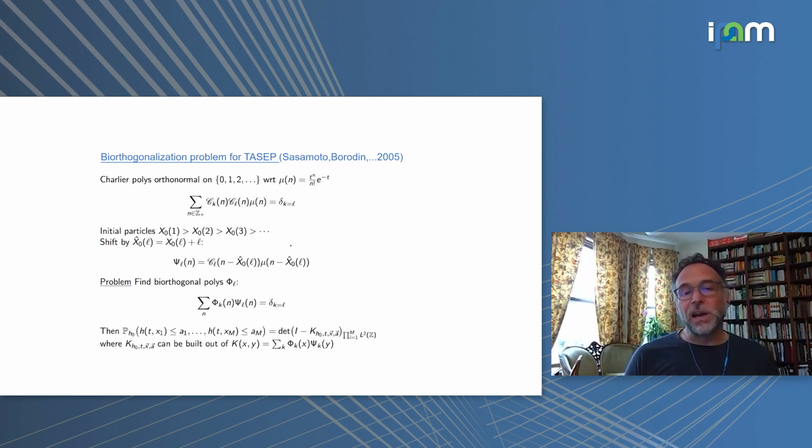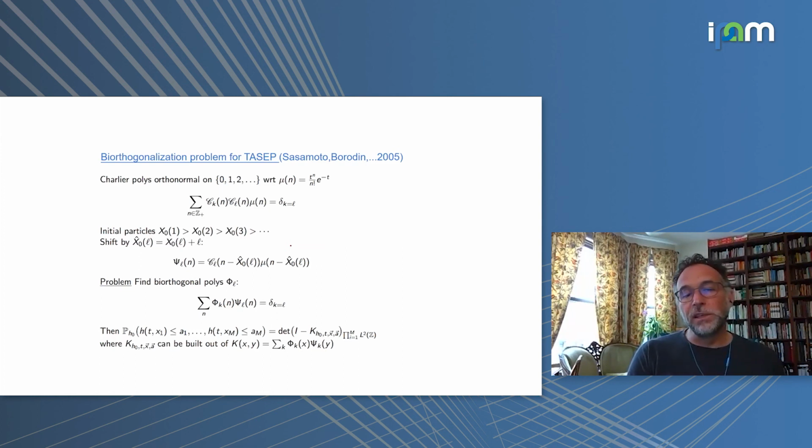The psi's are given to you as shifted Charlier polynomials. Charlier polynomials are just the orthogonal polynomials with respect to the Poisson measure on Z plus. So you take these Charlier polynomials, and now you shift them by your initial data. And these initial data are the initial positions of the particles. And now you want to find biorthogonal pairs to them. And those are the phi's. And the problem with this, which is from 2005, is that no one has any idea how to solve such a problem to find the biorthogonal pairs.